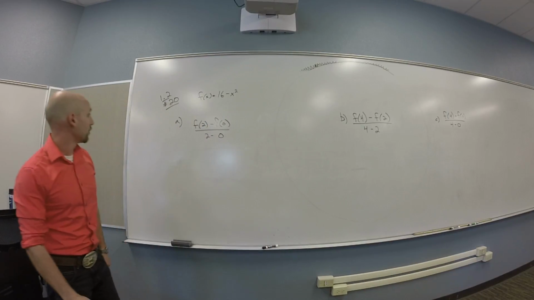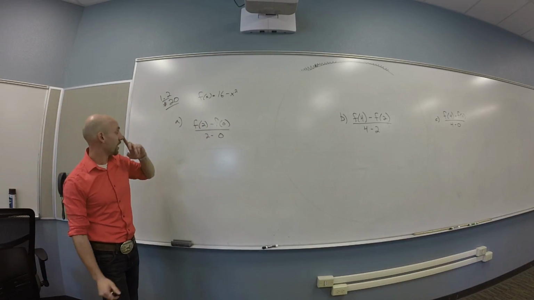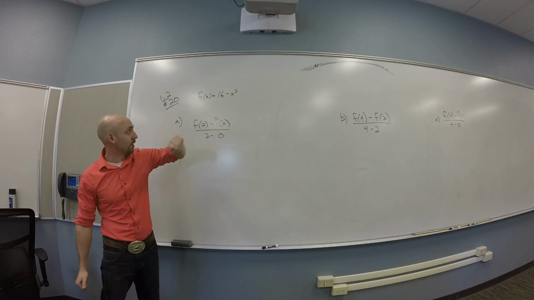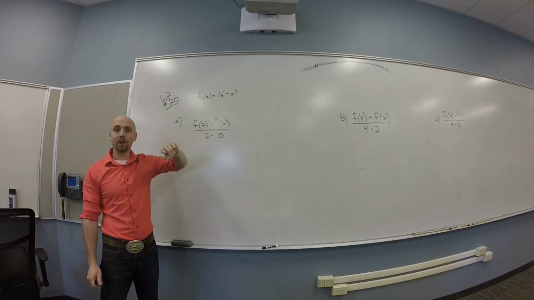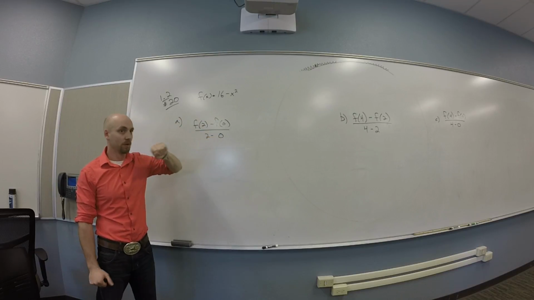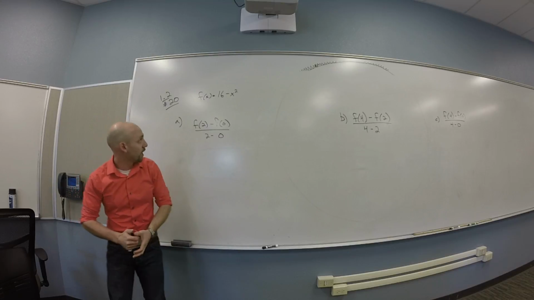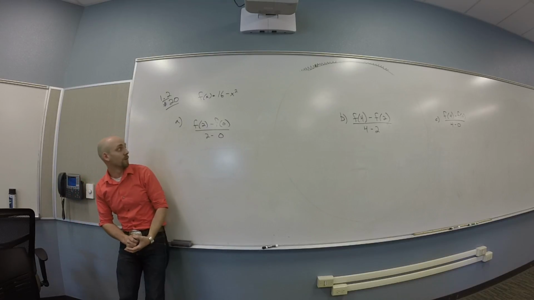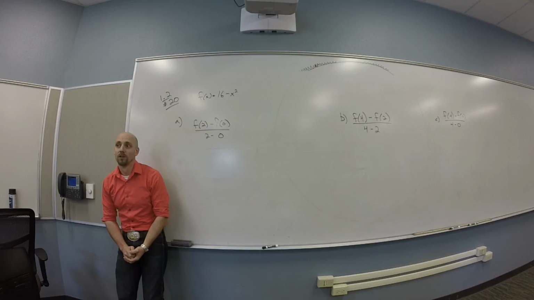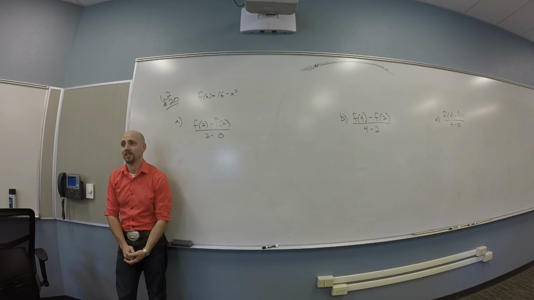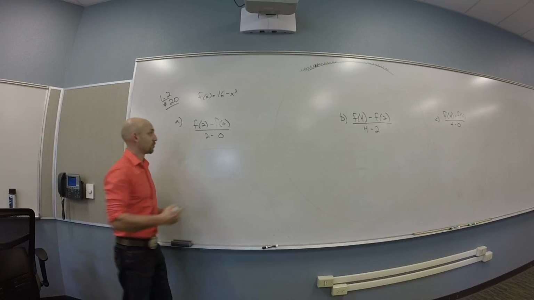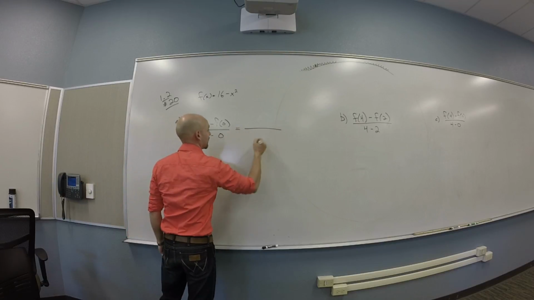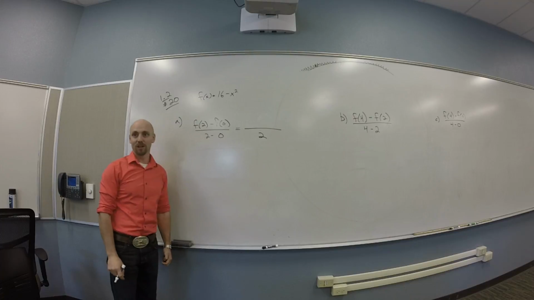Okay, so we want to do number 20 in 1.2. We've got f of x is 16 minus x squared, and they want me to compute and interpret a bunch of stuff. For part A, they want me to compute f of 2 minus f of 0 over 2 minus 0. Half of that is dead easy: 2 minus 0 is pretty easy. So on the bottom we're going to get 2.